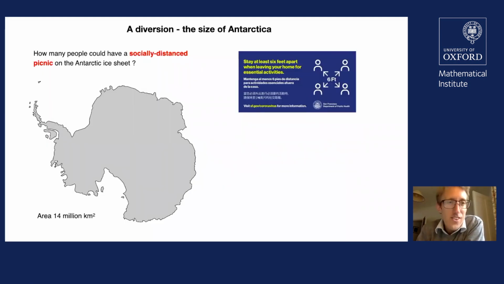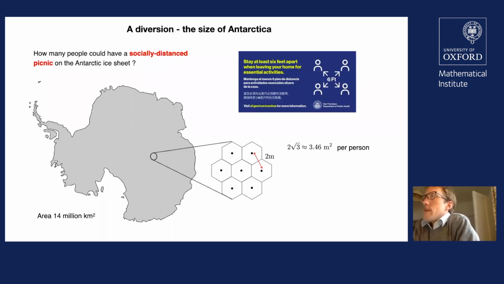And just before I finish, I will give you the answer to this question. At least I think it is. I think that the right way to make as many people fit in as possible is to put us on a hexagonal lattice, although someone can correct me if I'm wrong. And so I think that we all need 3.46 meters squared for each person. And that means, given how large Antarctica is, that we could fit around 500 times the population of the world into Antarctica. But it would be quite cold.